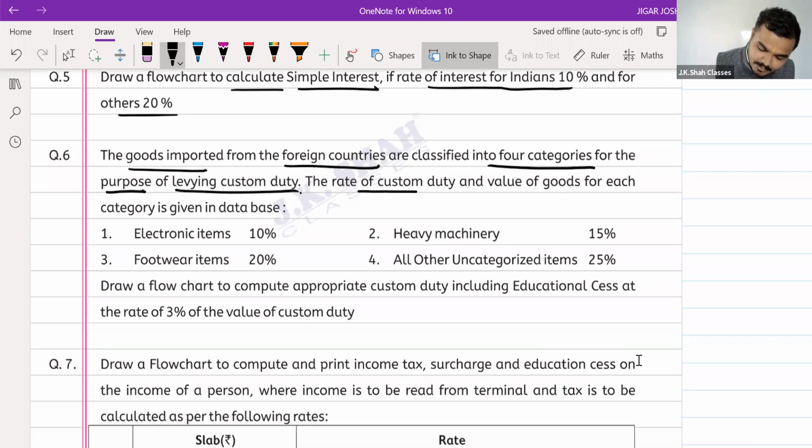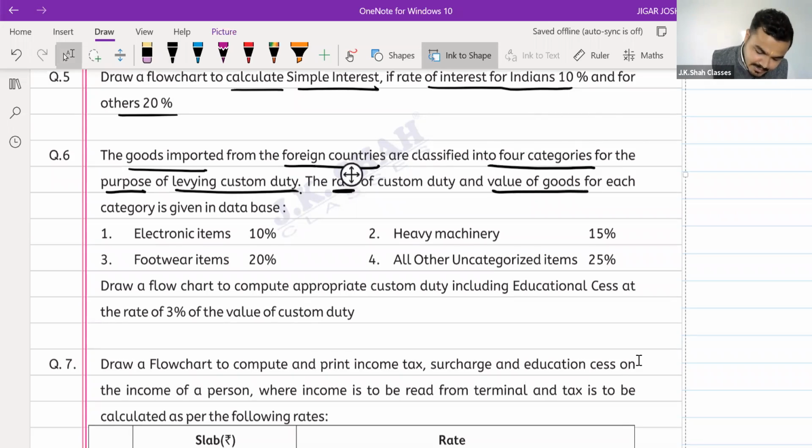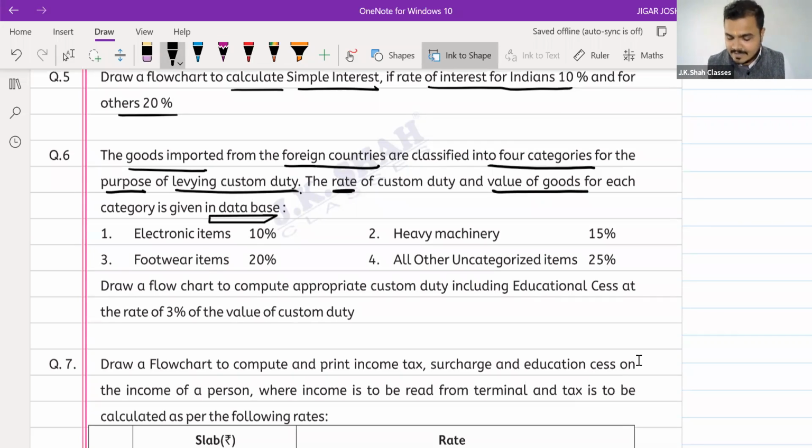Now, the rate of custom duty and the value of goods for each category is given in the database. When the words given in the database appear, we will not mention it as an input. Instead of that, we are going to write it down as what? Read. Are you clear with this?